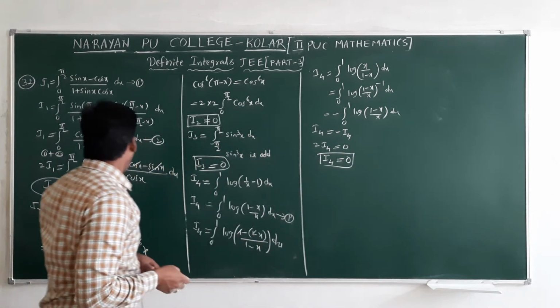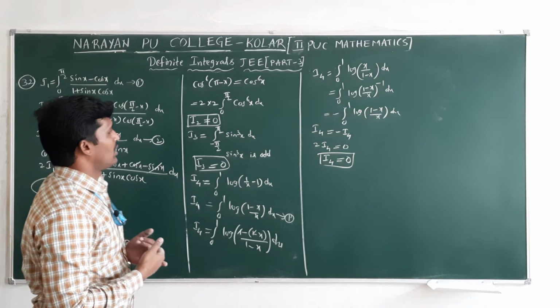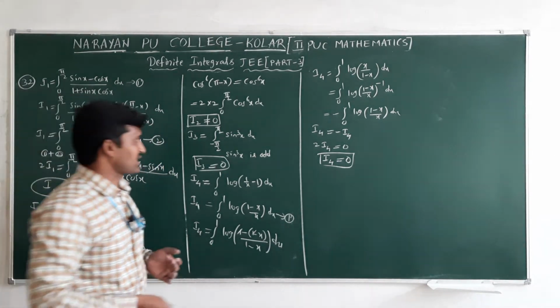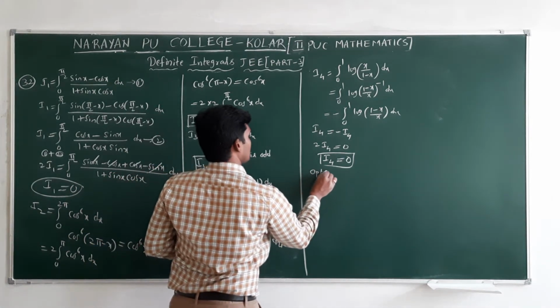Finally, I1, I3, I4 are 0. I2 is not equal to 0. That is, option C is the correct one.